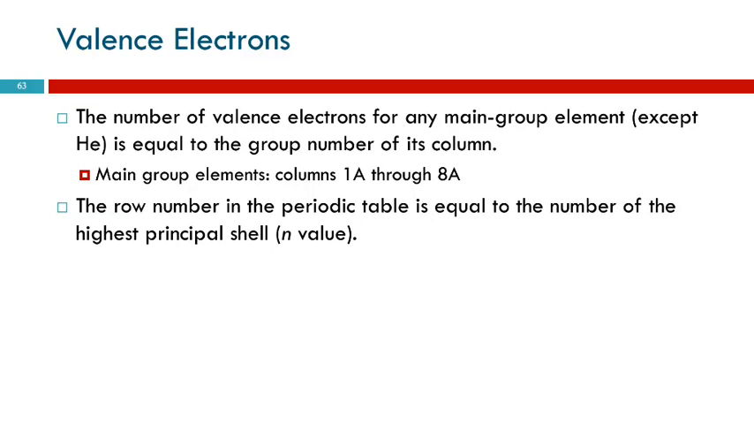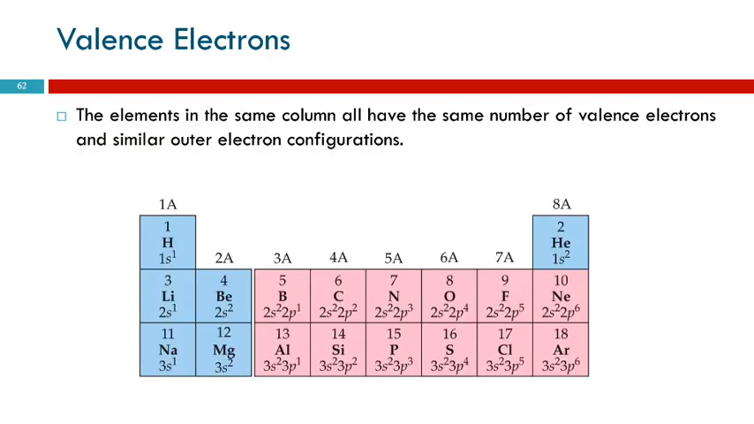So valence electrons for main groups are the group number, except for helium. And the row number tells us the highest principal shell. So if you wanted to know, say for phosphorus, what is the principal shell that those valence electrons are in? Well, it is in the 3rd period of the periodic table. 1, 2, 3. It's in the 3rd period, and so its valence electrons are in the 3rd level. Any questions?